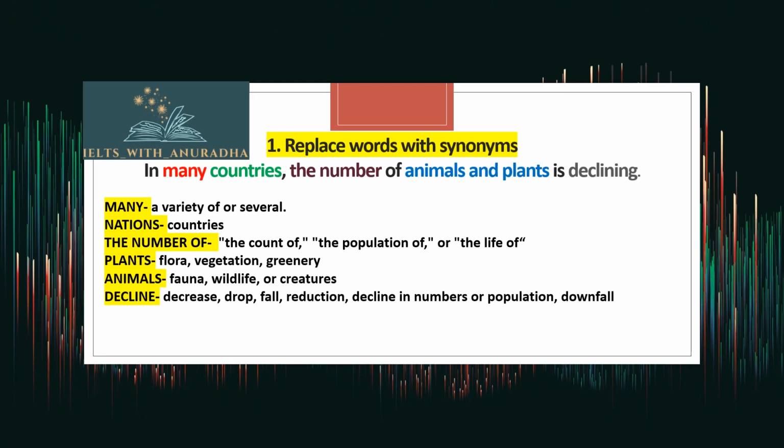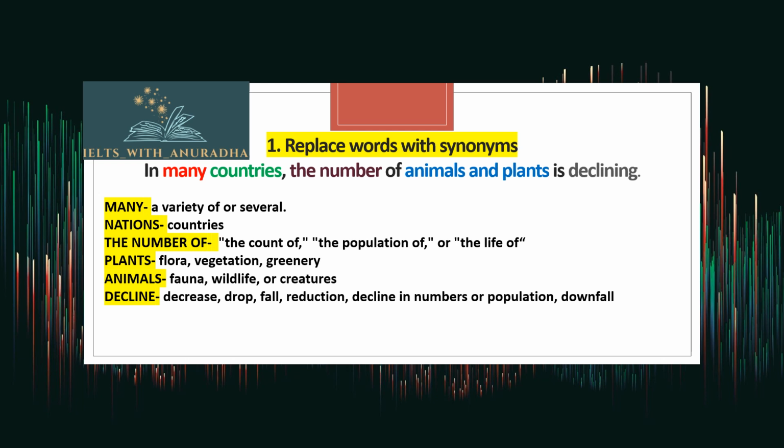So in this method, we will look at how we can replace the given words with similar words. We can see the highlighted words on the screen, which we will change with other words. The first word is many. So in place of this word, we can use a variety of or several. The next word we have is nations, which can be replaced with countries. Another word we have is number of. So at this place, we can write the count of, the population of, or the life of.